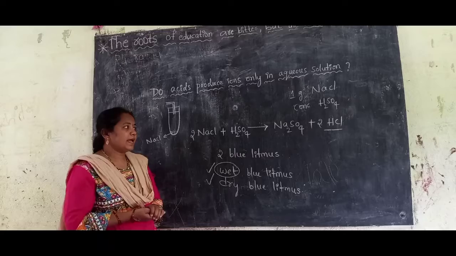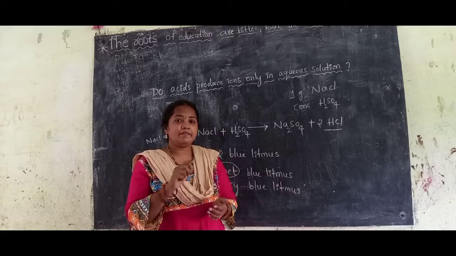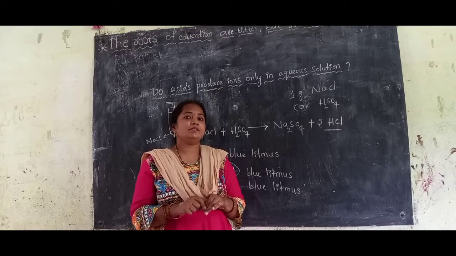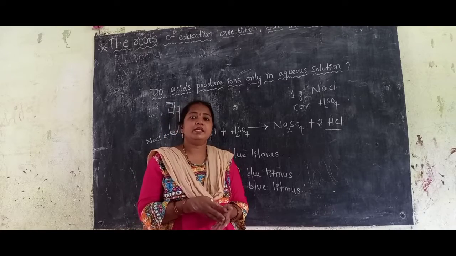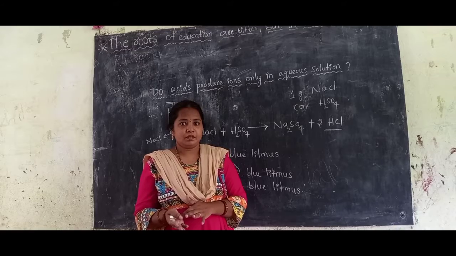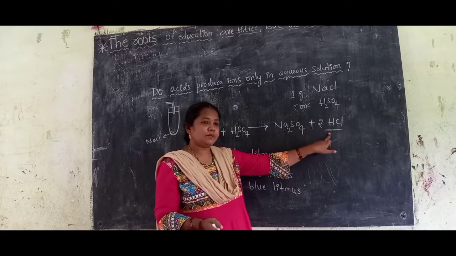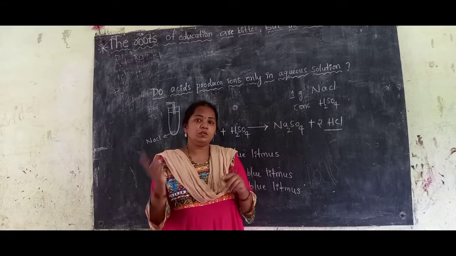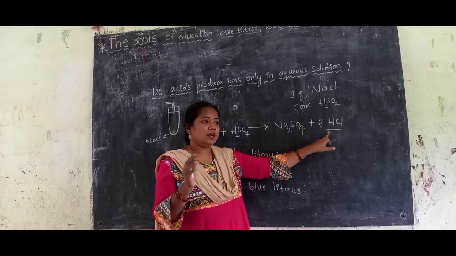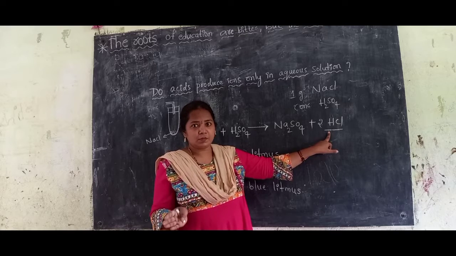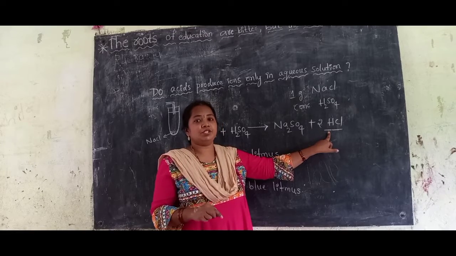Therefore, it is an acid. The dry HCl gas does not act as an acid, whereas the aqueous solution of HCl acts as an acid. We call any substance an acid when it is able to produce H plus ions. But here the same substance, HCl, in two different conditions acts in two different ways. Under dry condition, it is not producing any H plus ions. Therefore, it is not an acid when it is in the dry condition.